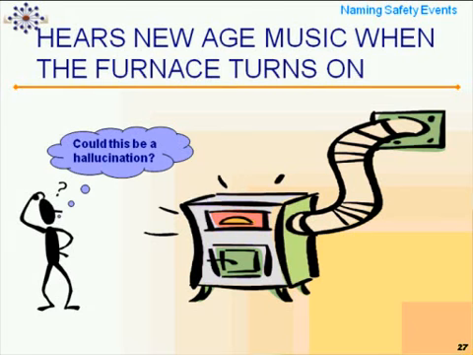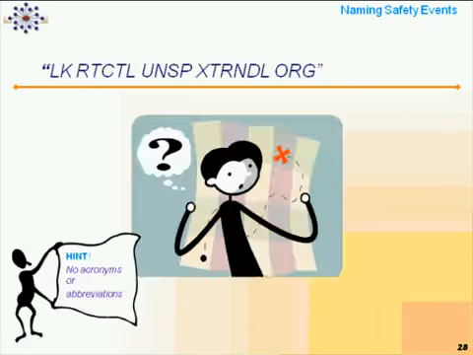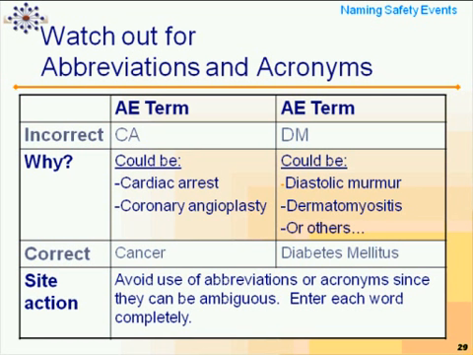Here's "New Age music when the furnace turns on." Could this be a hallucination? And these are basically just acronyms or abbreviations that someone submitted. So here's an abbreviation, CA, which correctly would be cancer.